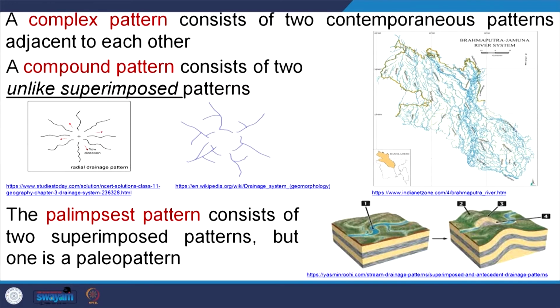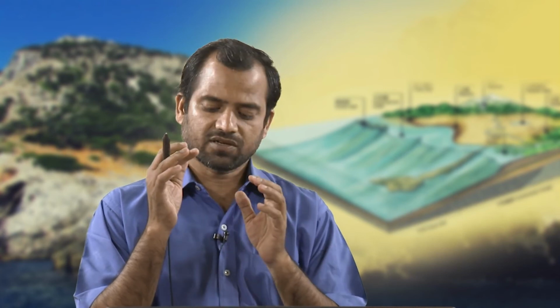A complex drainage pattern consists of two contemporaneous patterns adjacent to each other. That means at the same time, in one region, we can develop a drainage pattern which is dendritic, and on the other side it is parallel. So we can say it is a complex pattern of drainage.